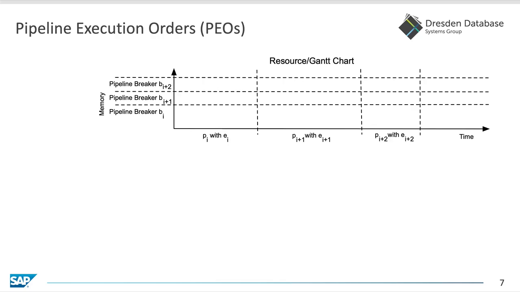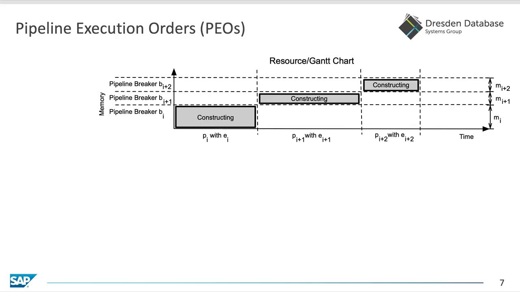Now let's look at pipeline execution orders and at the resource charts that we just looked at in detail. Each pipeline Pi has a pipeline breaker Bi, and each pipeline also has an execution cost Ei, while each individual pipeline breaker Bi also has a memory cost M. The main execution phase of the pipeline usually corresponds to the constructing phase, as we call it in this case, of the pipeline breaker.